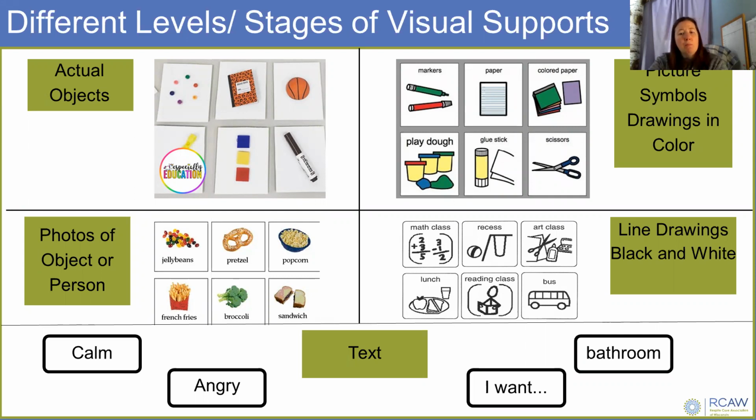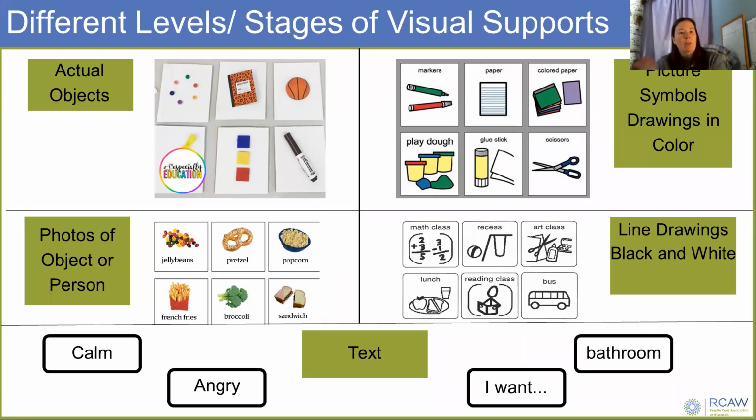And then the next level is line drawings that are just black and white. Again, these are very abstract. If you took out the words, would you know that the ball and the swing meant recess? Maybe, maybe not, without having some more information or someone teaching you that that's what that card means. And then the final one is text and just using words. Text is often used with the other levels as well, as shown here.